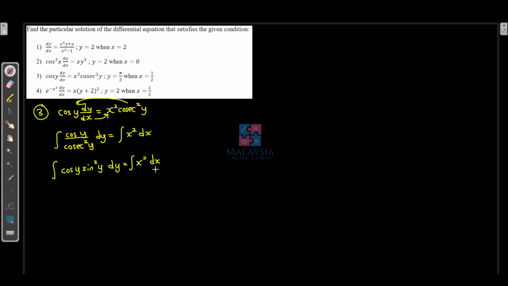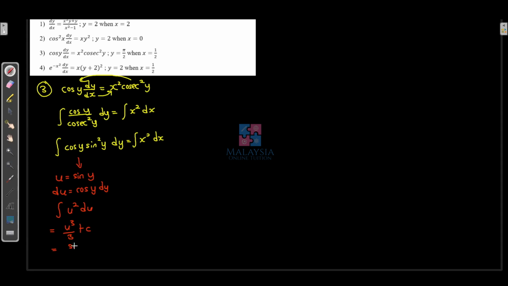The method to integrate this is actually using integration by substitution. So what are we going to do? I'm using red color for this one. We are going to substitute u equals sine y, and then our du equals cos y dy. So as you can see, cos y dy will change into du. So we will have u squared du. So the integration is going to be u cubed over 3 plus c, but we will put the c on the right hand side. So this is just sine cube y over 3 plus c.